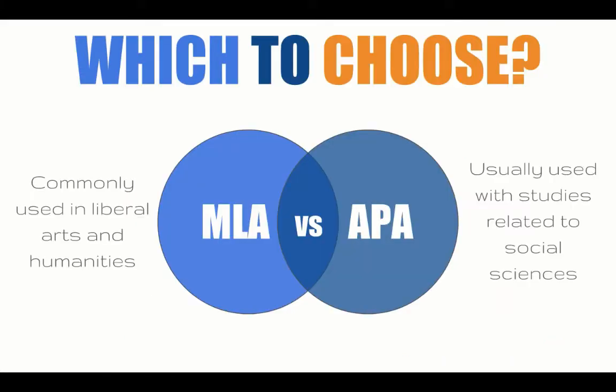So there's more than just MLA. There's also APA, the American Psychological Association. There's Chicago Manual. There are several others, but MLA and APA are probably the two big ones. MLA is commonly used in liberal arts and humanities courses, like an English class. APA is typically used in the social sciences. So if you took a psychology class, for example, you might be asked to use APA style.